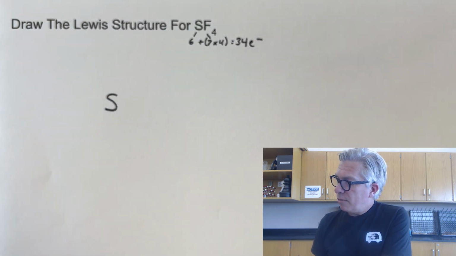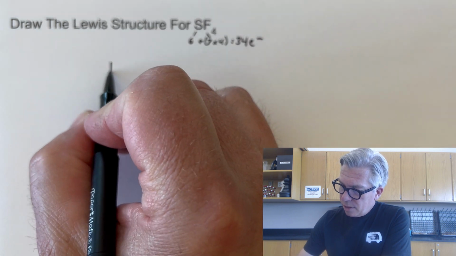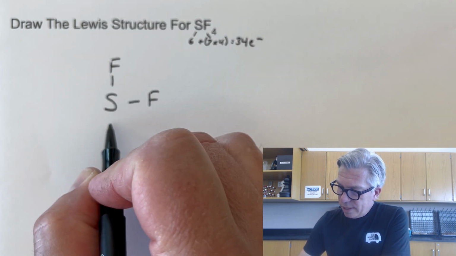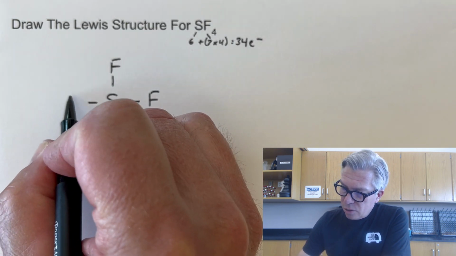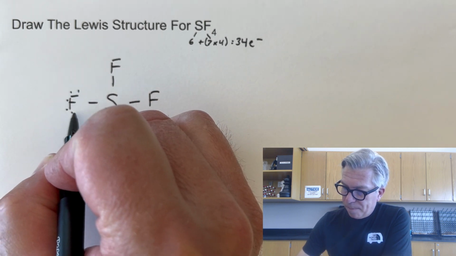So let's put the sulfur in the middle. Let's put the fluorines around the outside. It really doesn't matter where you put them. You do generally want to spread them out, though.